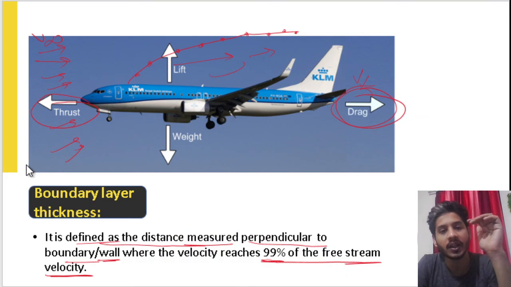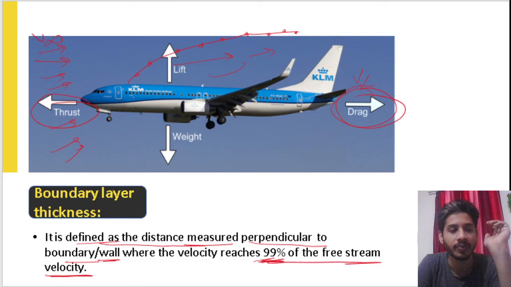And what is the boundary layer? It is the distance measured perpendicular to the boundary where the velocity reaches 99% of the free stream velocity. Here the velocity is equal to free stream. You can consider up to free stream, but in the standard definition, we assume some of the particles stick to the surface or there are some losses. So this is 99% of the free stream velocity.